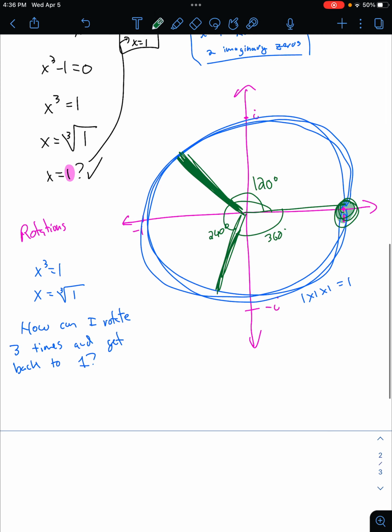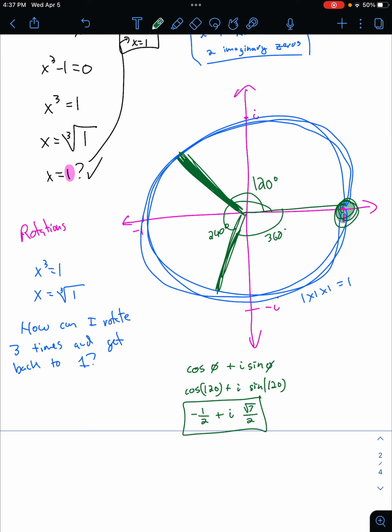And the math behind that's a little interesting. We take cosine of theta, which in this case is 120, plus i sine of theta to figure out the number. You kind of need pre-calc for that to make any sense. So we'll say cosine of 120 plus i sine of 120. Cosine of 120 happens to be, I want to say it's negative 1/2. And sine of 120, I believe, is square root 3 over 2. Okay, so this is also one of our zeros.